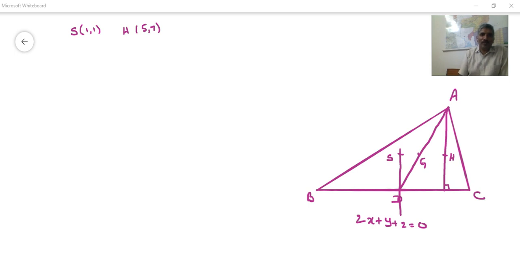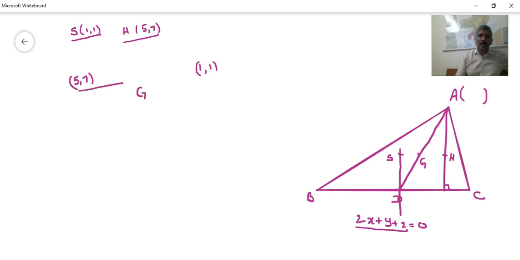Hi friends, so one circumcenter is given as 1 comma 1, orthocenter is given as 5 comma 7, and the side BC equation is given as 2x plus y plus 2 is equal to 0. Then he is asking to find this vertex A. We have to find out the vertex A. How to find out the vertex A? Okay, first of all we are going to find out, because orthocenter is given as 5 comma 7 and the circumcenter is given as 1 comma 1.